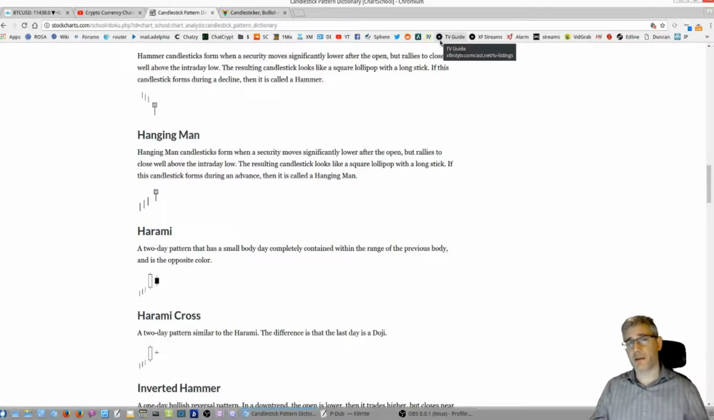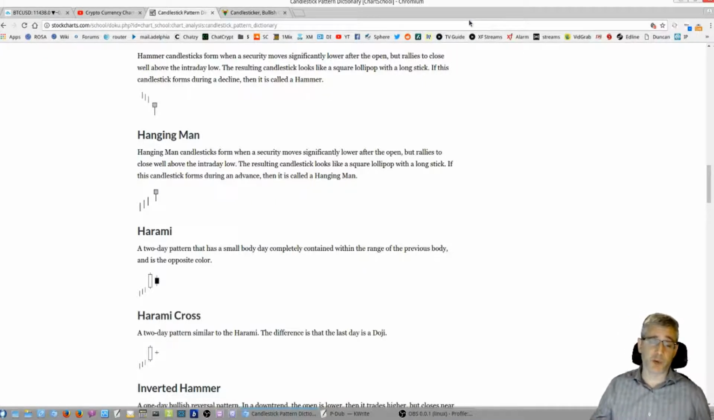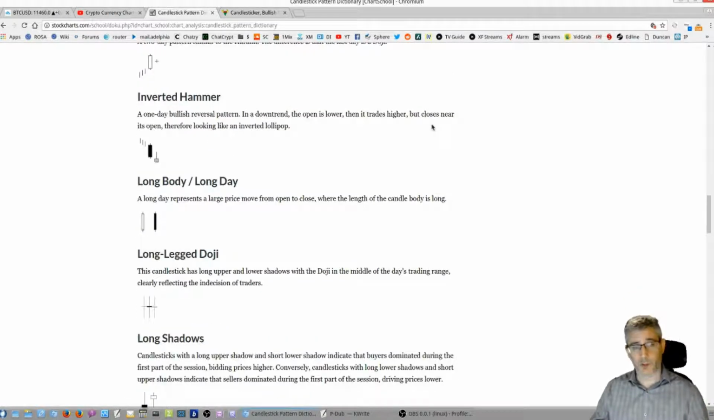A hanging man is the opposite of a hammer. It's typically very bearish. It's usually preceded by an advance, and it's called a hanging man because it looks like a hanging man. Or you could call it a square lollipop with a long stick. Here's an inverted hammer. It looks like a hammer but upside down, and it depends where it's located, but if it's here at the bottom of a downtrend, it's typically a reversal.